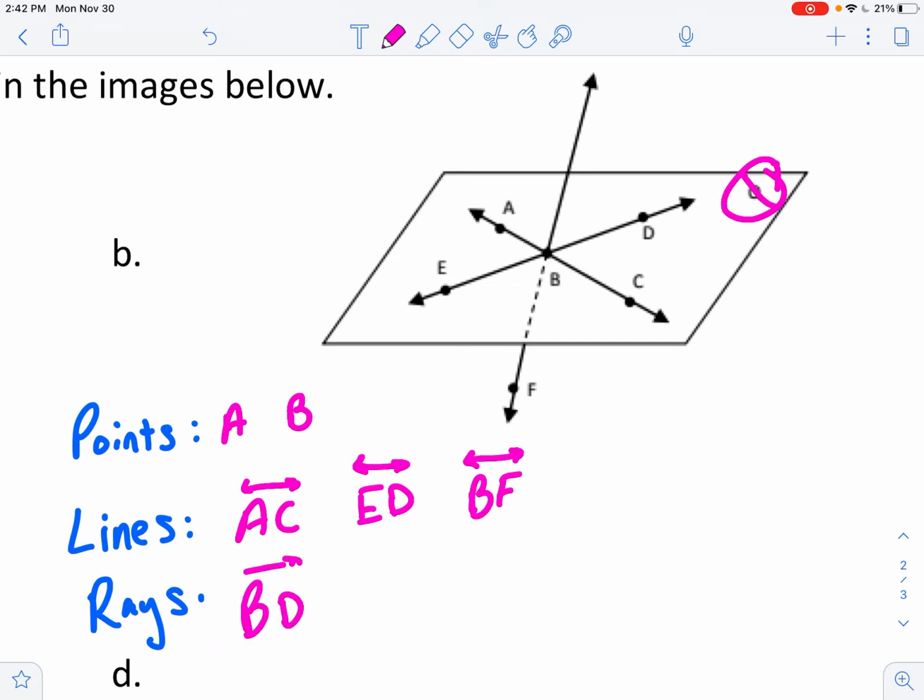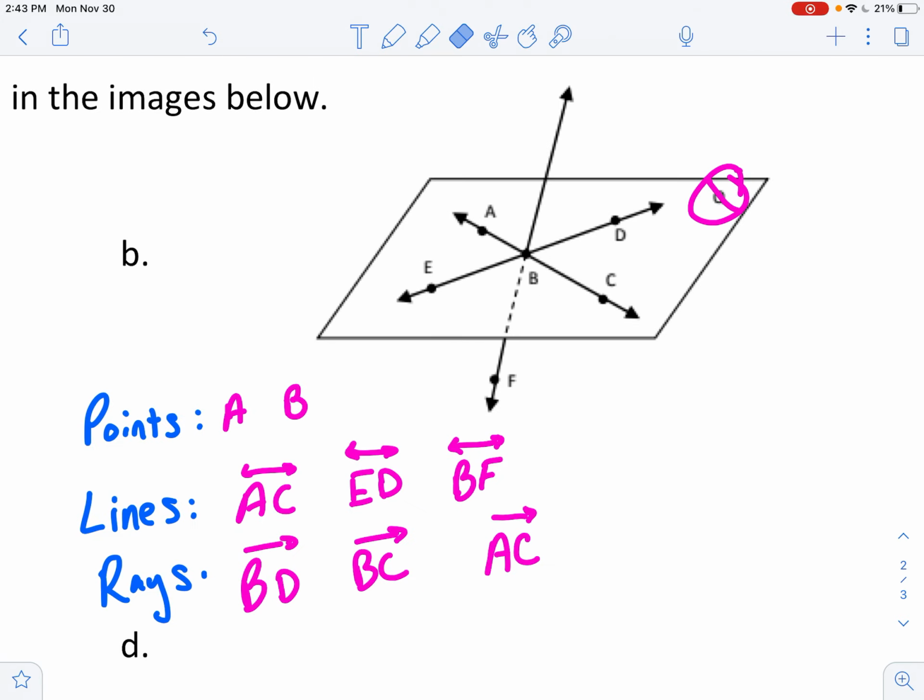BD would be a good example of a ray. BC is a good example of a ray. Anything coming out of that middle point is a really good example. You could also have ray AC. That would work. Or ray DE. DE could be a ray. So you see there are a lot of different examples that you can take out of these pictures for points, lines, planes, rays.